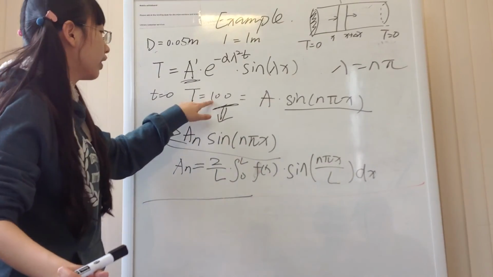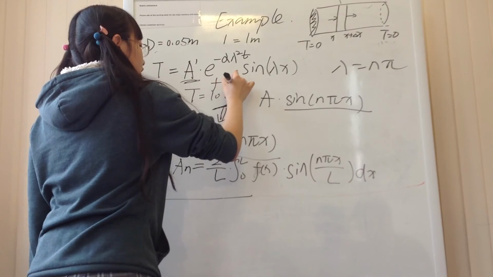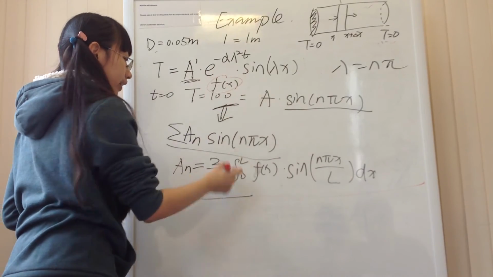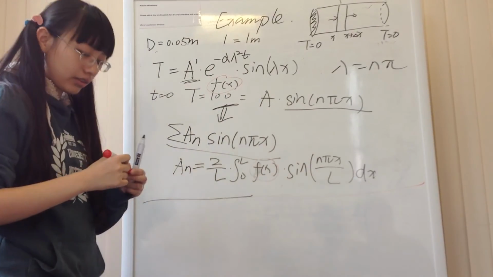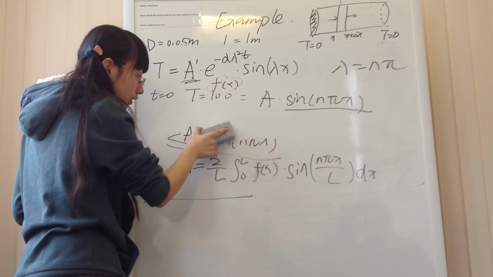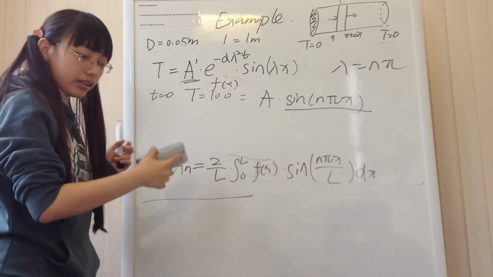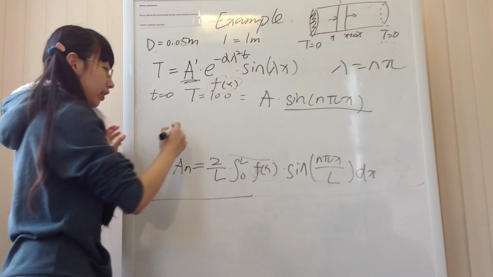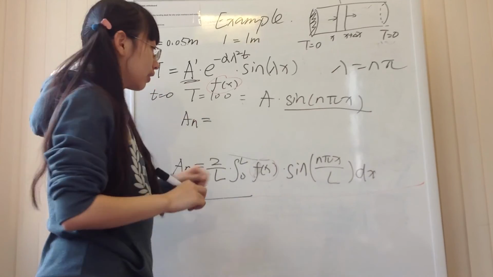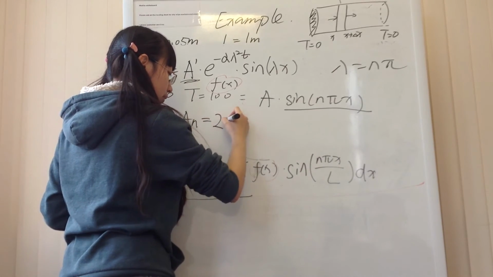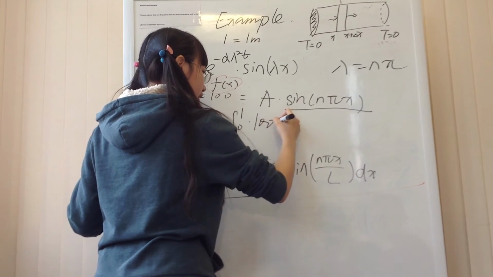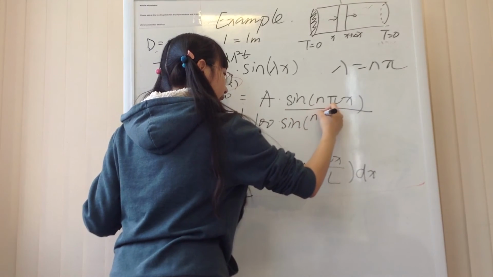And f(x) is the function you get here. So this is f(x). We just put it down here. This is the general form. And in our question, because here we have L to be 1, what we get for an is 2 times the integral from 0 to 1 of 100 times sine n pi x.